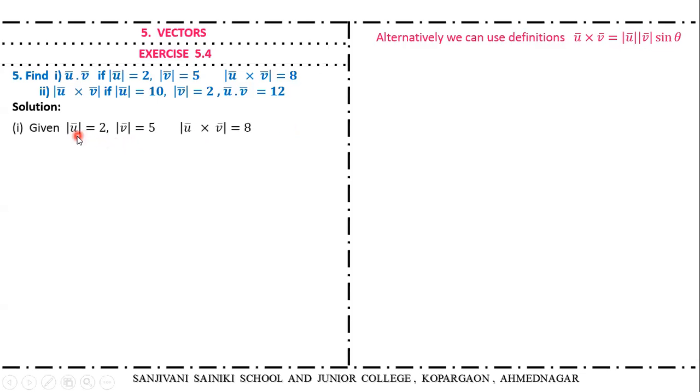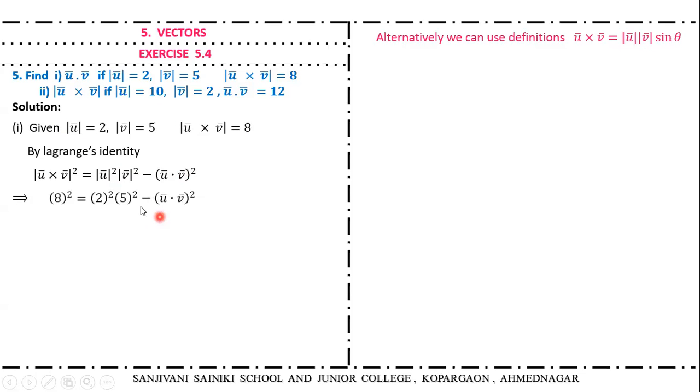What is given? Modulus of u bar is given, modulus of v bar is given, and modulus of u bar cross v bar is given. So by Lagrange's identity, modulus of u bar cross v bar, its square, is nothing but modulus of u bar square, modulus of v bar square, minus u bar dot v bar, its square. In this equation, we will put our given values and simplify it. 64 is equal to 4 into 25 minus u bar dot v bar squared. Take this u bar dot v bar to that side, you will get this equation.